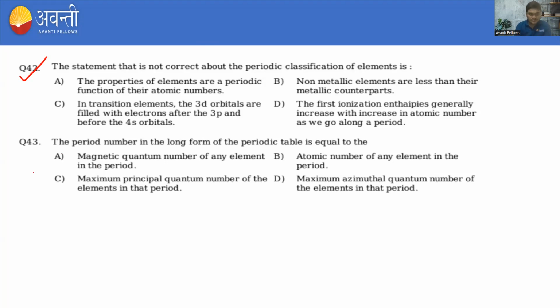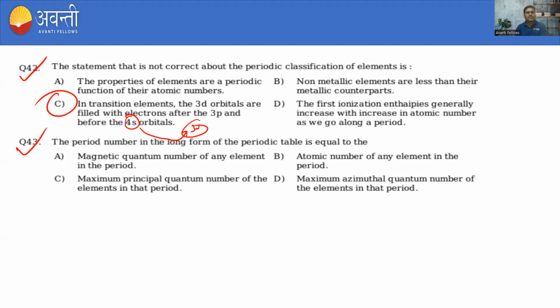If you consider option C, in case of transition elements, the 3d orbitals are filled with electrons after the 3p and before 4s. No. They are filled after 4s, right? After 4s, we fill 3d. So this statement is absolutely incorrect.